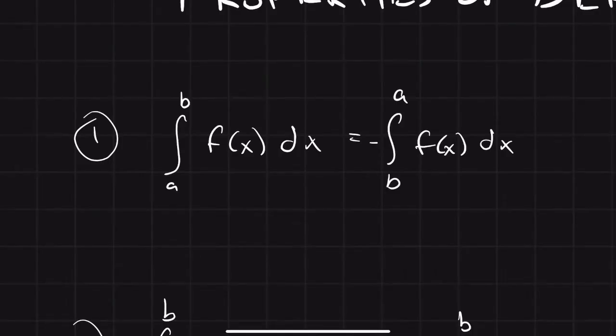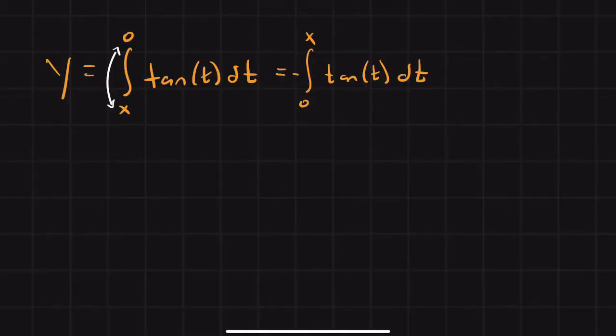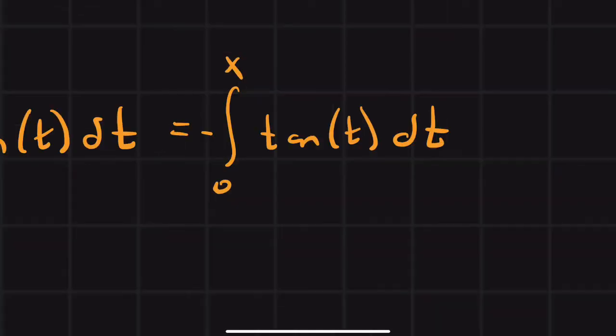That's the first property of definite integrals that we looked at. We can swap the order of integration by putting a negative out front of the integral. So then we can put an x on the top and a 0 on the bottom if we put a negative out front of the integral. And now we're good to go.